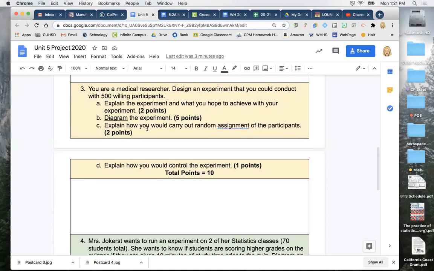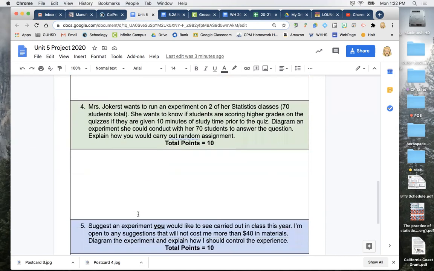You are going to diagram the experiment. I expect that diagram where you have, tier 1, random assignment into your groups, then you have your treatments, and then you have your compare, whatever that measurable thing is that you're going to compare. That's the diagram. You're going to explain how you would carry out random assignment. Remember, we always talk about how we randomly assign within our diagram. And then you explain how you would control the experiment. So in this, what different controls do you have in place?